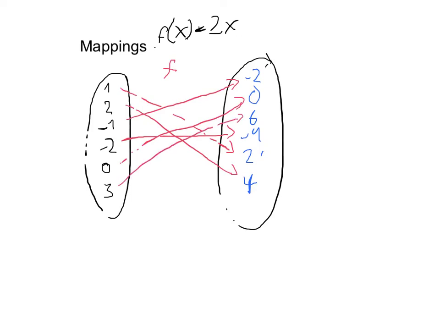This is a mapping. It's just a way to write down the way in which the function connects the different values. This would be the x values, and this would be the f of x values, which are normally represented in the y-axis. So that's all you need to know about how mappings and functions work.